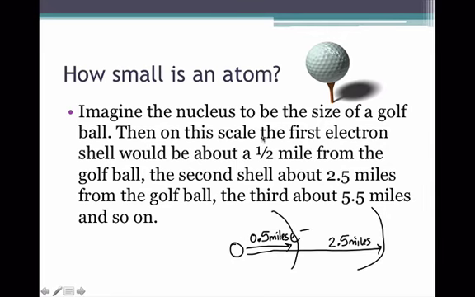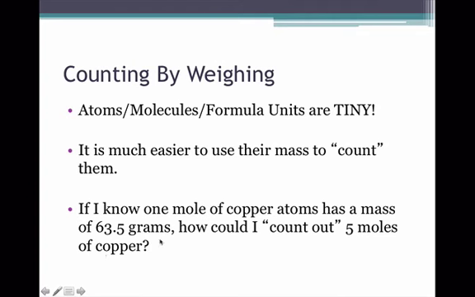So even making the nucleus the size of something as small as a golf ball, we still would have an atom that is relatively big. We're talking miles here for the electron shells. So atoms are very, very, very tiny, which is why we need such a big number when we're dealing with them. And because they're so tiny, atoms, molecules, and formula units, we usually count them by using their mass because we are not going to sit there and count atoms one by one. That would be ridiculous. So we do it by their mass.